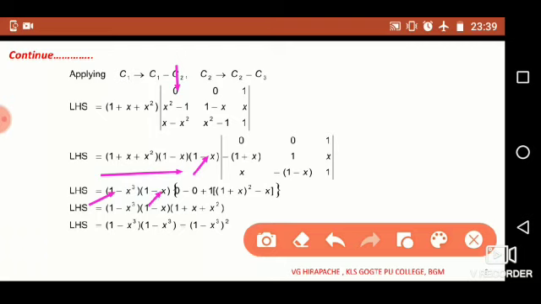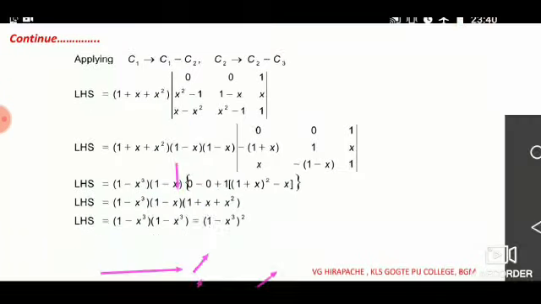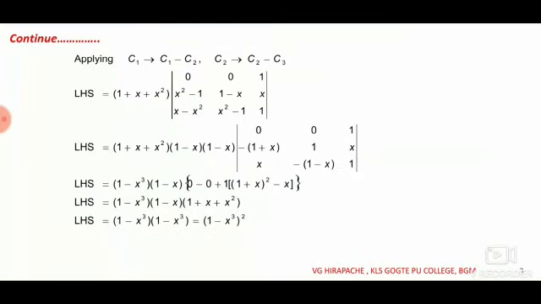Then let me evaluate the determinant along the first row. Then we have 0, 0 plus of 1 into minus of 1 plus x into minus of 1 plus x, then we have (1 plus x) the whole square minus x. Therefore after expansion we get 1 minus x cube into (1 minus x) into (1 plus x plus x square). Then we have 1 minus x cube into 1 minus x cube, that gives (1 minus x cube) the whole square. Therefore the left hand side is equal to the right hand side.